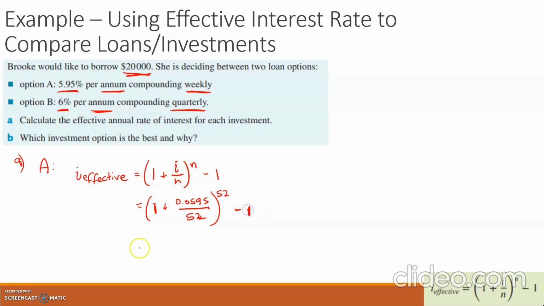Now, of course, our calculators are quite smart. They can handle all of that in one step as long as we type it in correctly. So I'm going to do that: 1 plus 0.0595 divided by 52, putting that in brackets and raising it to the power of 52, and then subtracting 1. And my answer here is 0.06127.